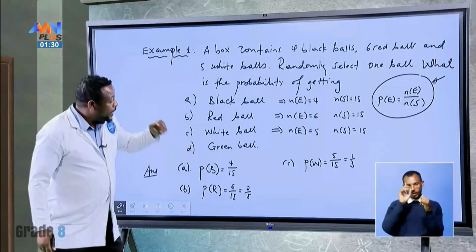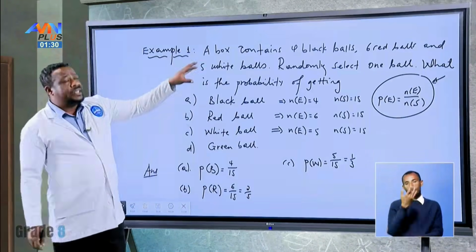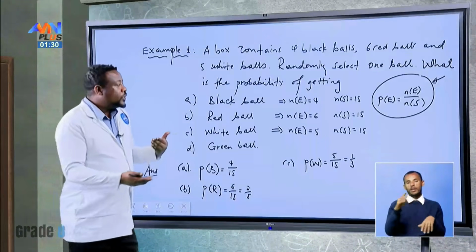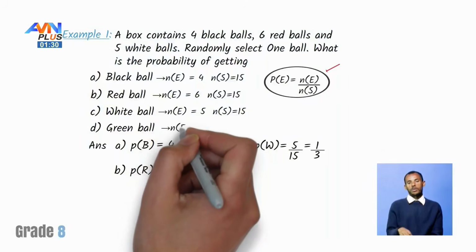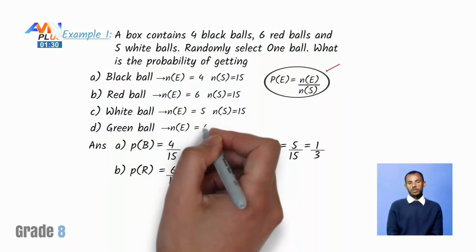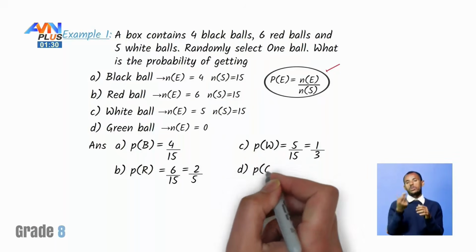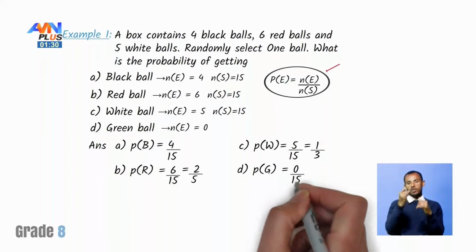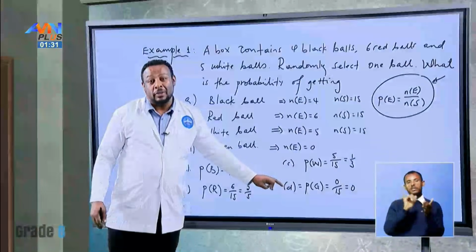The last one is the probability of green ball. Well, in this box, we don't have green ball. So the number of favorable outcomes in this case is 0. So in place of N of E, you can substitute 0. So the probability of getting green ball is 0 over 15, which is 0. And you can say this is an impossible event.